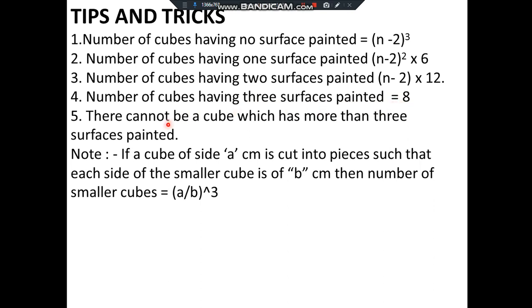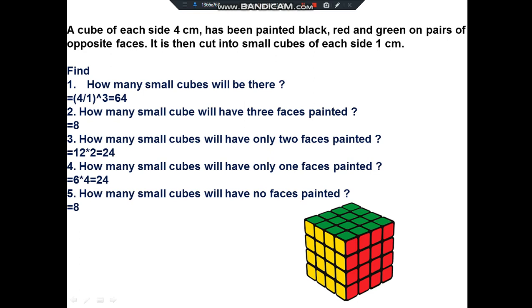There cannot be a cube which has more than 3 surfaces painted, so the maximum question they can ask is about 3 surfaces painted. One more thing: if a bigger cube is given and it is cut into pieces, how many smaller cubes will we have? That is one question we'll have. To find that, if the side A centimeter is cut into small cubes of B centimeter, then it is A by B the whole cube. When you find this, you will get the number of smaller cubes. Now I'll solve an actual question.